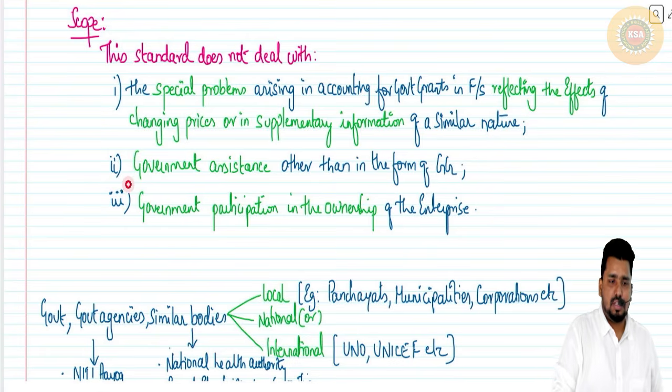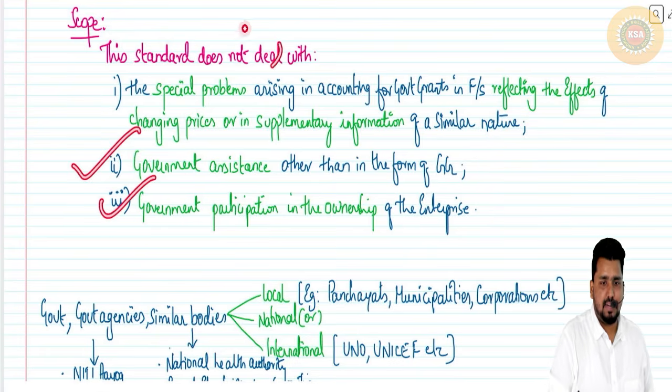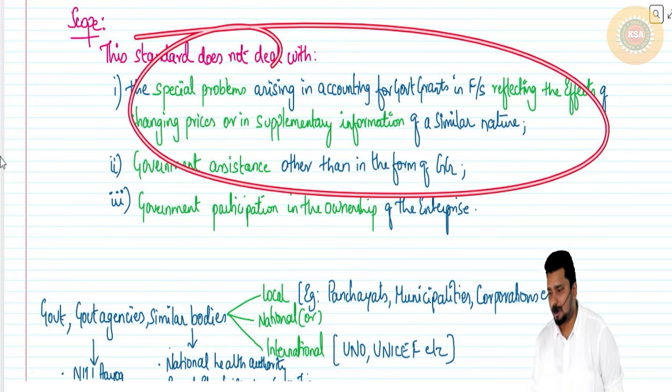Sir, we understood this. And the third one also. What is the first one? Can everyone read that? The special problems. Repeat once again.